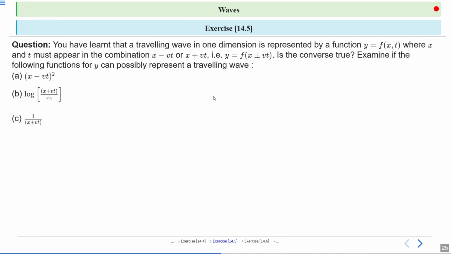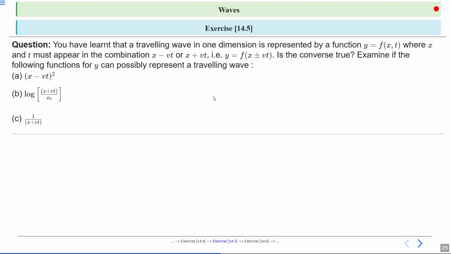You have learned that a traveling wave in one dimension is represented by a function y equal to f of x, t, where x and t must appear in the combination x minus vt or x plus vt. That is y equal to f of x plus or minus vt. Is the converse true? Examine if the following functions for y can possibly represent a traveling wave.